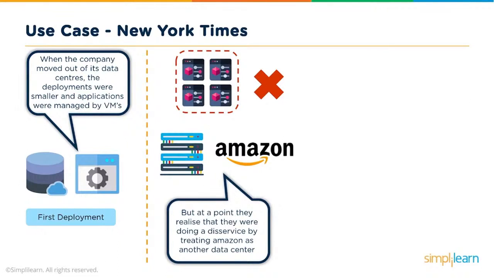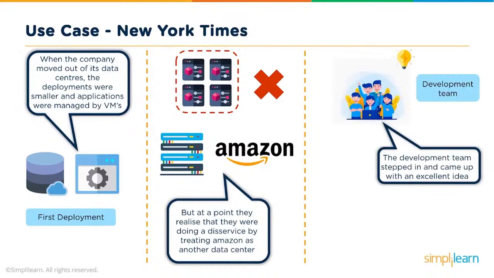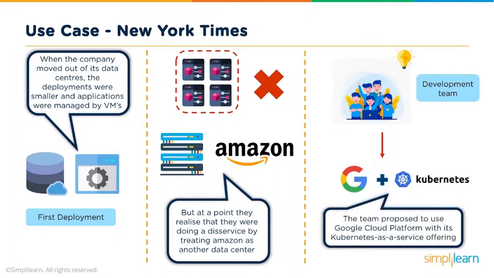However, their first step of using the cloud, and this is, I think, typical for a lot of companies, is that they treated the cloud-hosted provider in the same way as they would a data center. At some point, they realized they had to make a change. This is where the development team came in and said, how about we stop thinking of our solutions as a data center, even though they're being run in Amazon, and start thinking of them as cloud-first solutions. What they proposed and ended up doing was using Google Cloud Platform with Kubernetes as a service to provide greater efficiency.